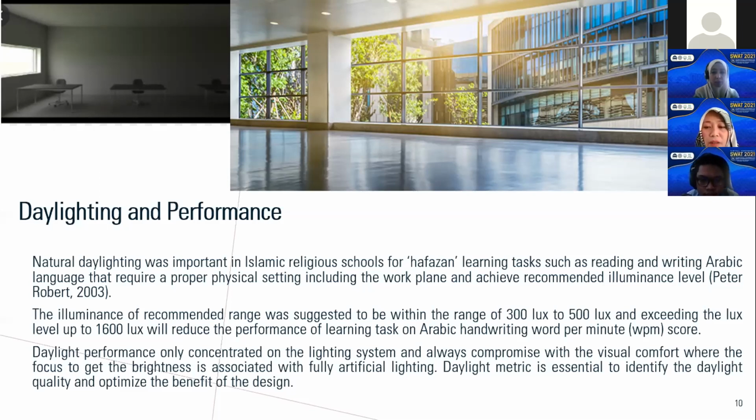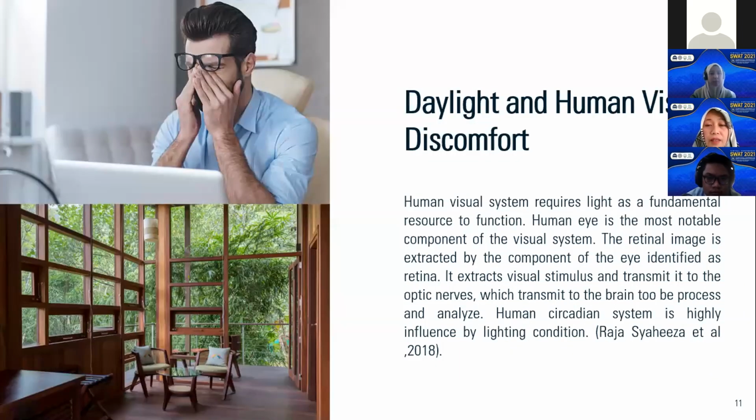So in the normal guidelines and formulation standards for lighting, they allocate about 300 lux to 500 lux. But how and why does this light affect human visual comfort? As we can foresee from Ibn Haytham, the human visual system requires light as a fundamental resource to function. So the human eye is the most notable component of the visual system.